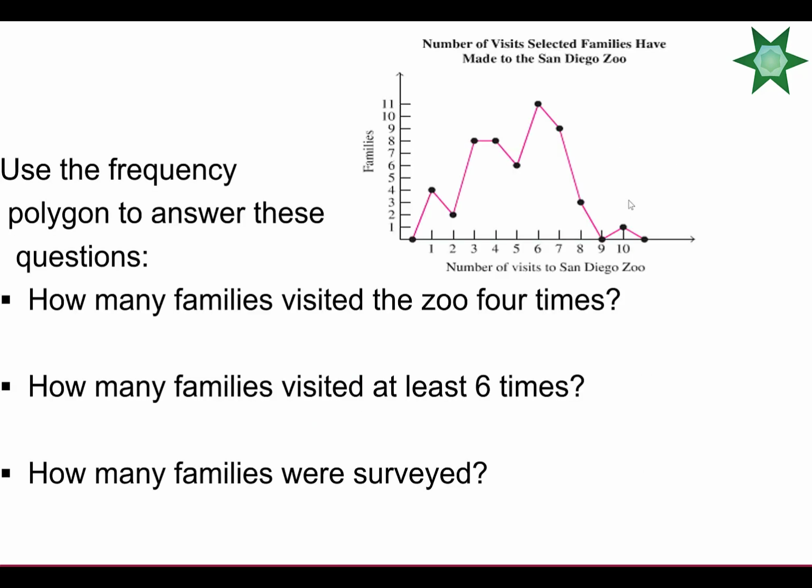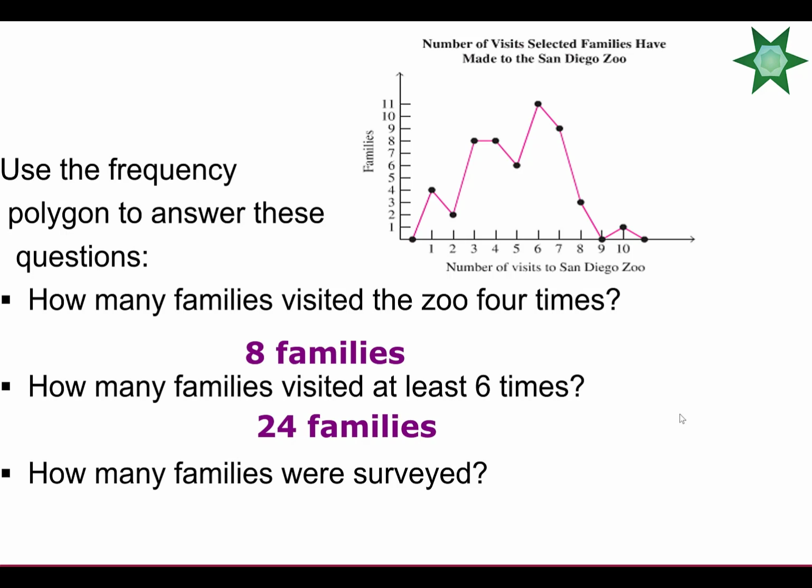So use this frequency polygon to answer the questions. How many families visited the zoo 4 times? So we look here at 4, we go up here and we see that must be 8 families. How many visited at least 6 times? So at least means 6 or more. So we look up here and we see 11, plus 9, 20, plus 3, 23, none here, so 1, 24.